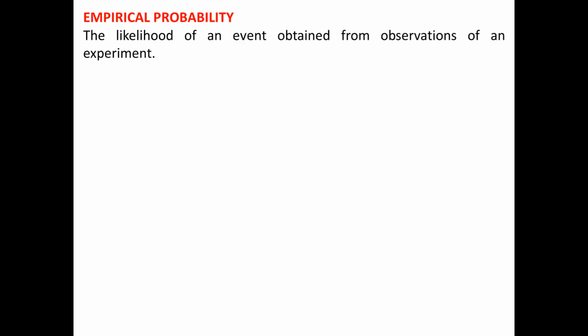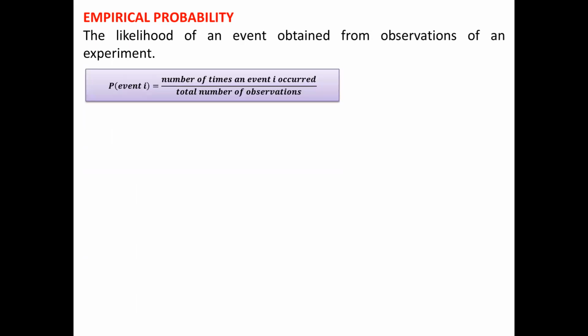Okay, next problem. Okay, empirical probability tayo. Ito yung kahulugan ng empirical probability. The likelihood of an event obtained from observations of an experiment. Okay? So kapag nag-experiment tayo, yung mga probability na nakukuha natin, pwede nating tawaging empirical probability. And the probability of an event is equal to number of times an event occurred and the total number of observations.